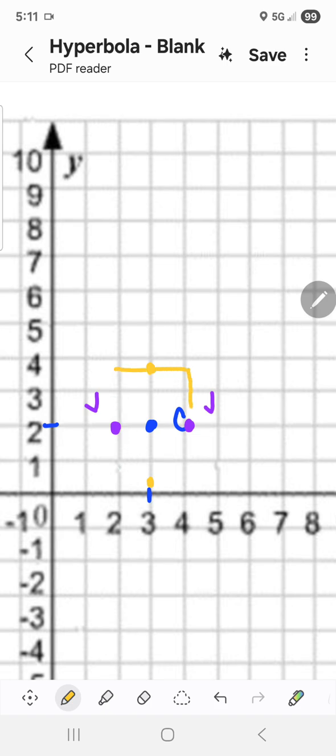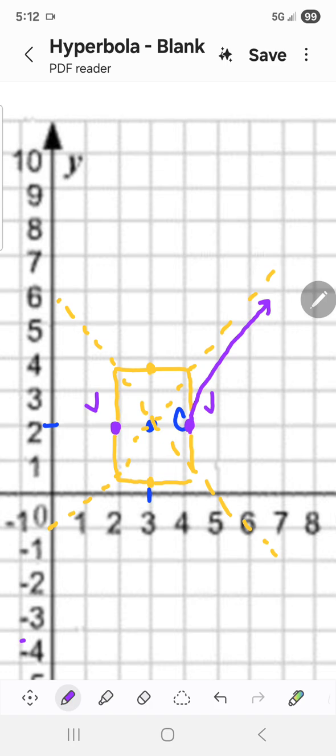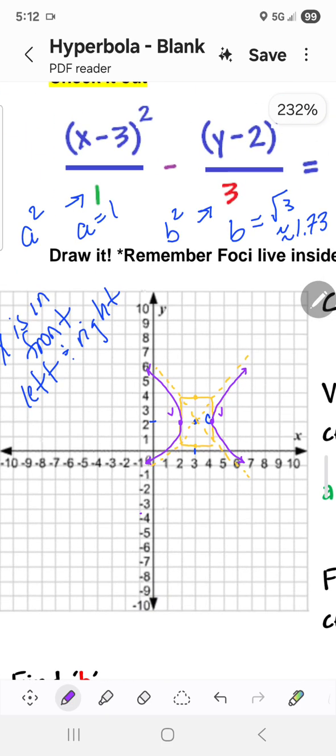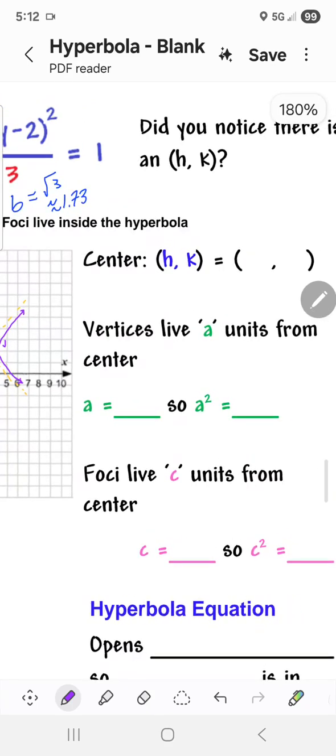So we've got our vertices. Here we go. And now we're going to draw our diagonals, corner to corner going through the center. Sorry, that diagonal's a bit off. That's all right. So I have my diagonals. I can go ahead and draw this hyperbola coming from my vertex going out to the line, but not touching it. And we're going to do that on the other side too. The only thing left that I don't have is the foci, and we're going to go ahead and figure that out. Let's answer some questions over here.